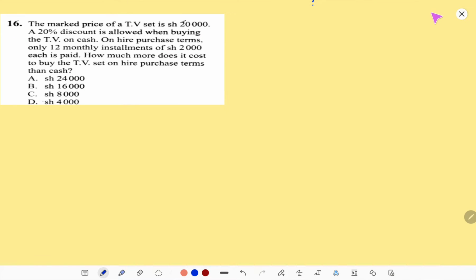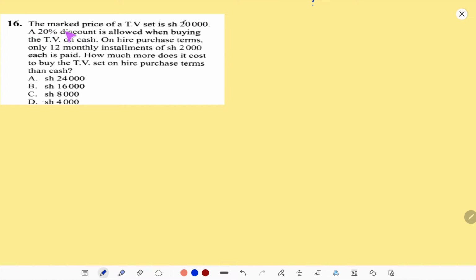Let's look at the next question. This one is a KCP question also. I believe it was 2015. The question is, the marked price of a TV set is 20,000.